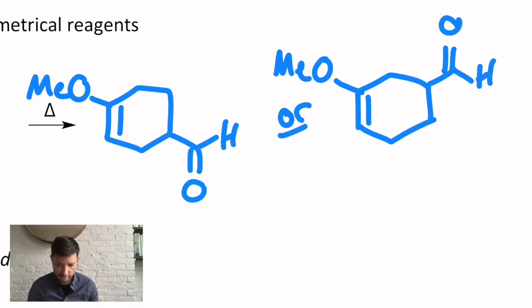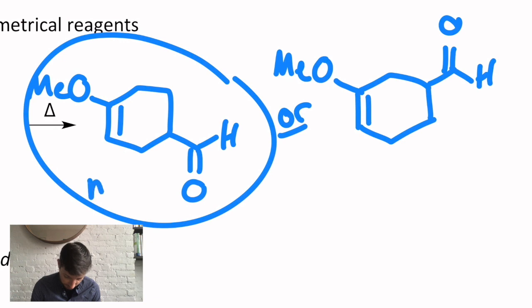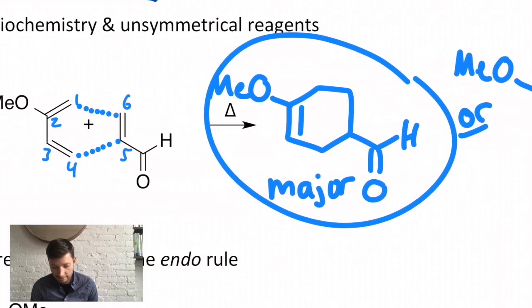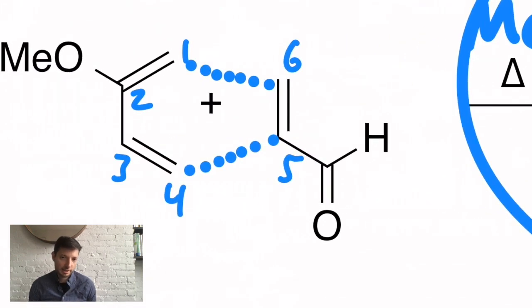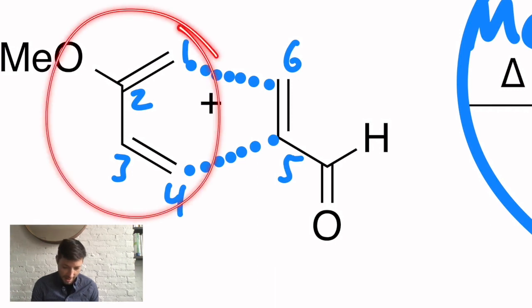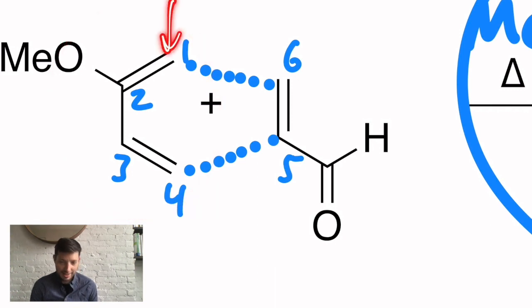Which constitutional isomer do I get? Turns out you get the one on the left as a major product, and it has to do with the fact that the diene and the dienophile are not symmetrically arranged in their electronic arrangement. So we said earlier that the diene is electron rich, and one of those 2 carbons on the ends is more electron rich than the other. Turns out it's the one at the top.